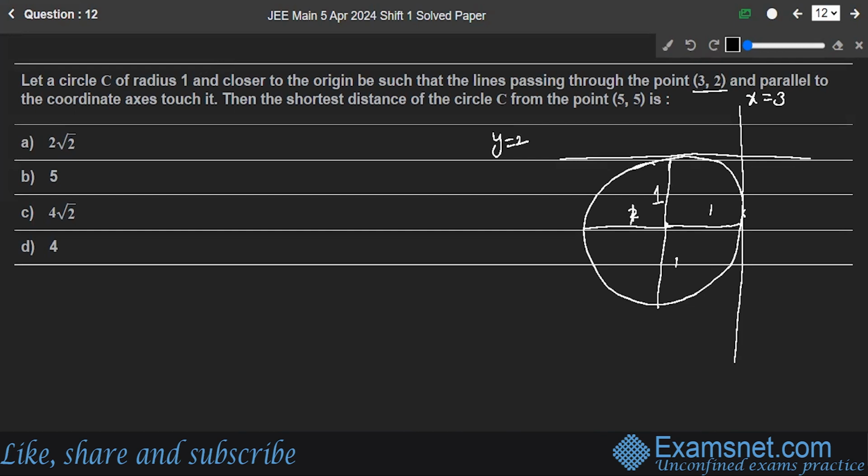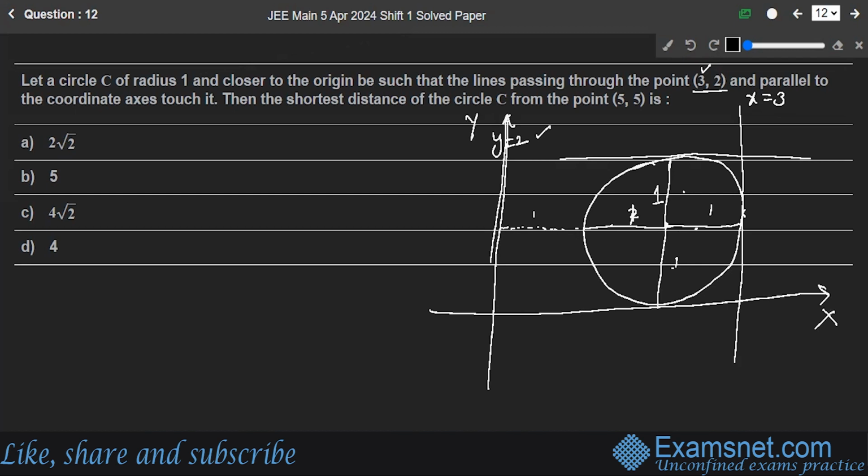Now, this is y equal to 2 and this is 1 and 1, and x is having 3. So here is your coordinate axis. This is your x-axis and this is your y-axis. Got it? So this is the figure for your problem. Now you have to find out the shortest distance of the circle from the point 5, 5. Somewhere around here is your point 5, 5.